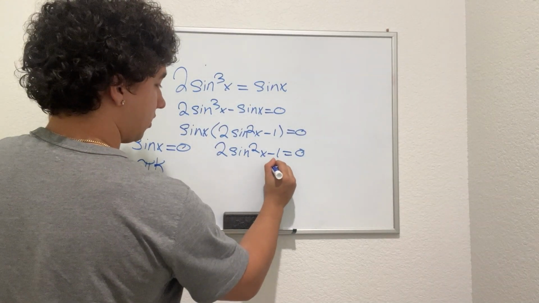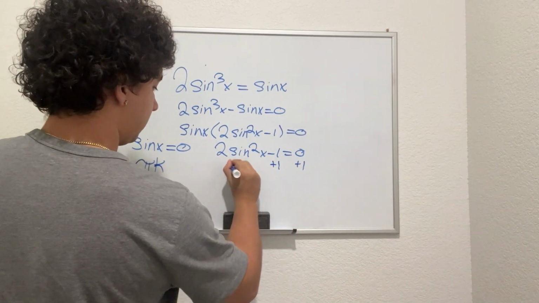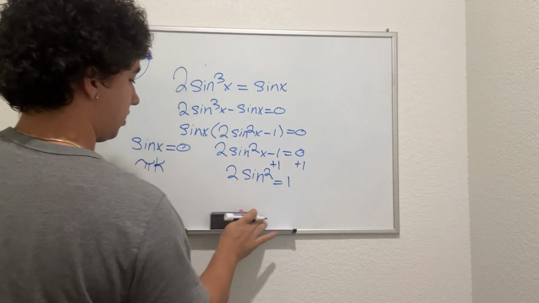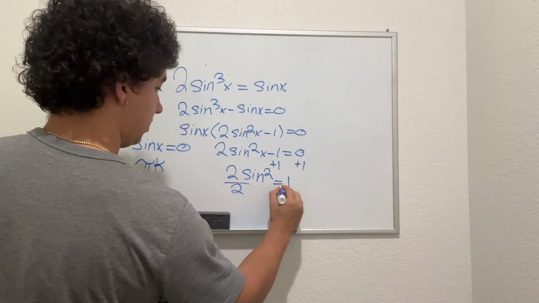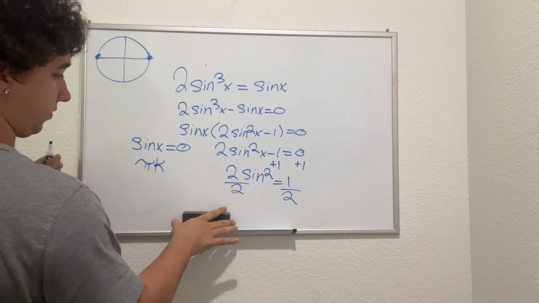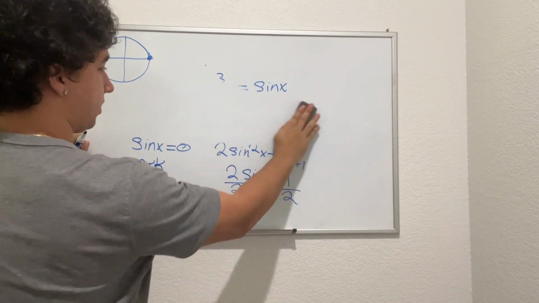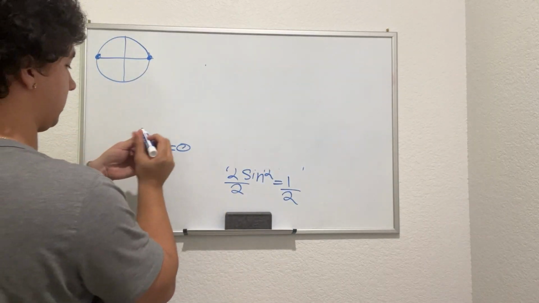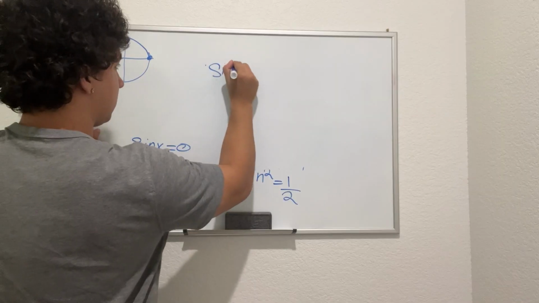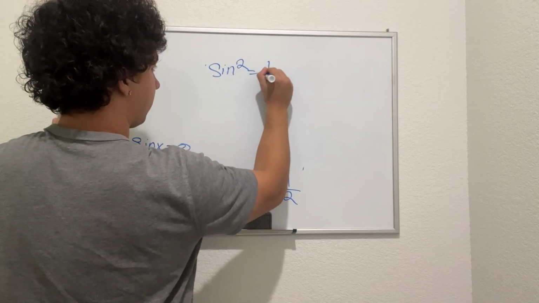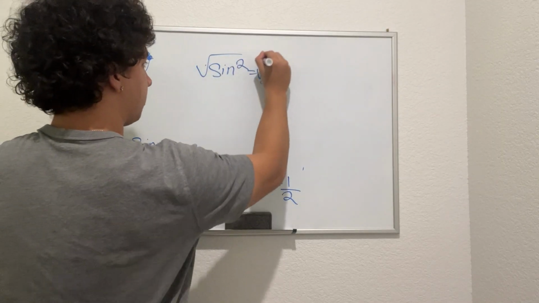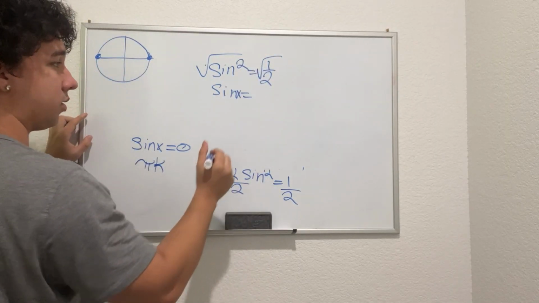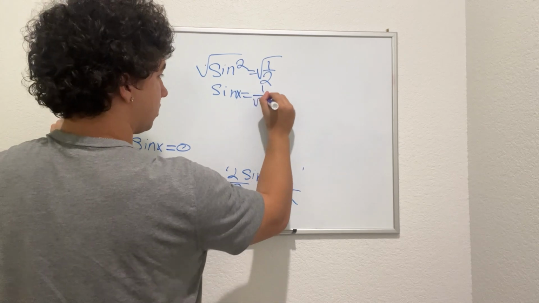This one over here, I'm gonna add 1 to both sides. That's gonna give me 2 sine squared x is equal to 1. I'm gonna divide by 2. That's gonna give me sine squared x is equal to 1/2. Let me take the square root of both sides. That's gonna give me sine x is equal to, well, the square root of 1 is just 1. Square root of 2 is just square root of 2.